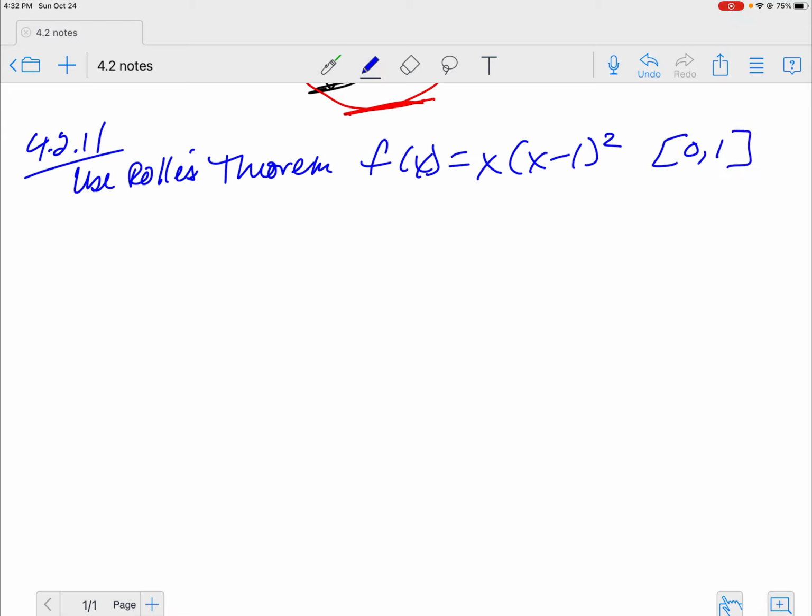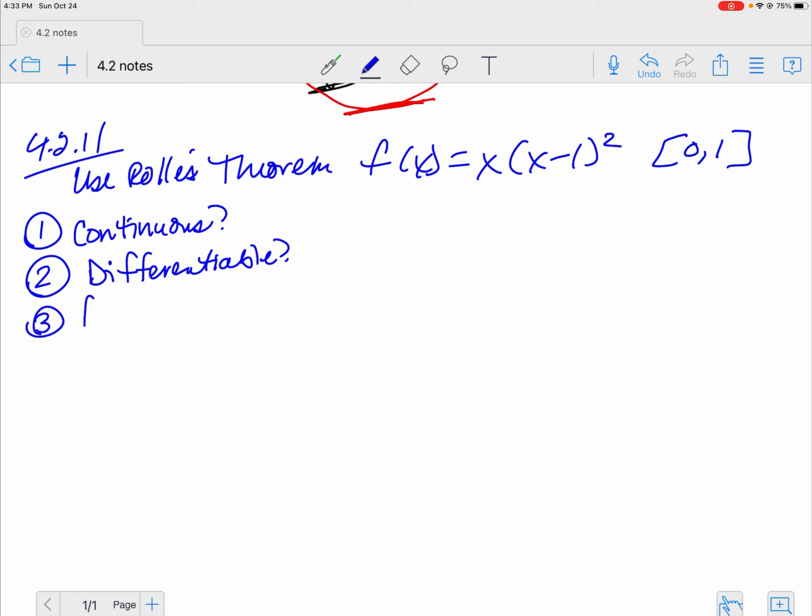So anytime it says use Rolle's theorem, these are proofs, so immediately go through those three criteria. Criteria number 1, continuous. And you have to know these because you know I'm not giving them to you. Rolle's theorem, you have to know these three criteria. Number 1, is it continuous? Number 2, is it differentiable? And number 3, does that first value equal that last value, or that last part of my interval?